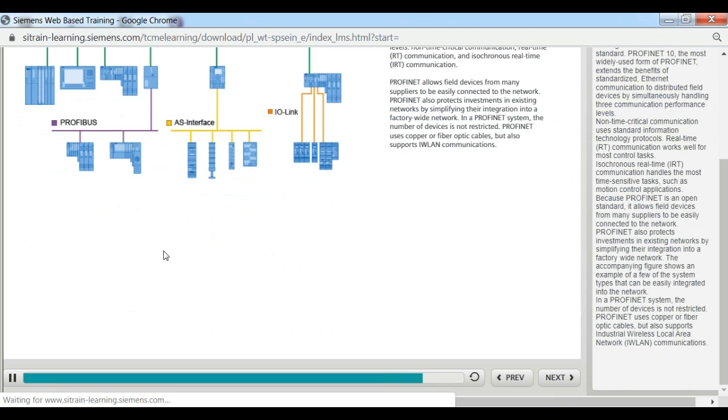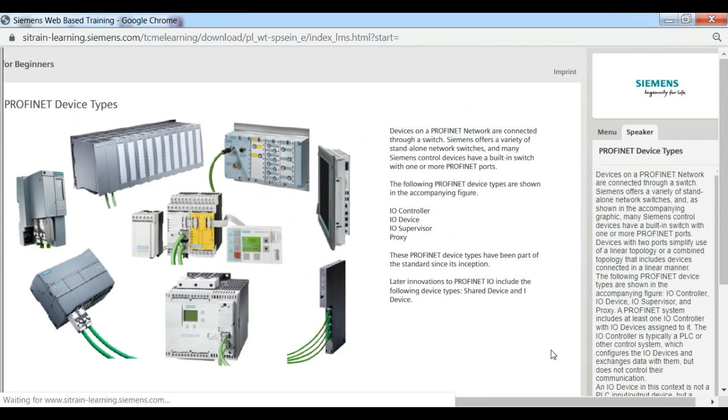Profinet uses copper or fiber optic cables, but also supports industrial wireless local area network (IWLAN) communications. Devices on a Profinet network are connected through a switch. Siemens offers a variety of standalone network switches, and as shown in the accompanying graphic, many Siemens control devices have a built-in switch with 1 or more Profinet ports. Devices with 2 ports simplify use of a linear topology or a combined topology that includes devices connected in a linear manner.